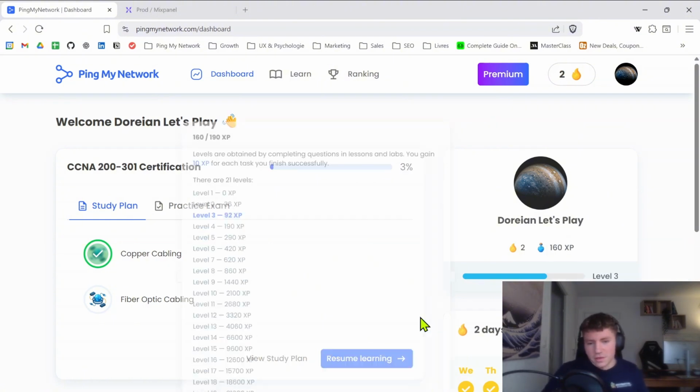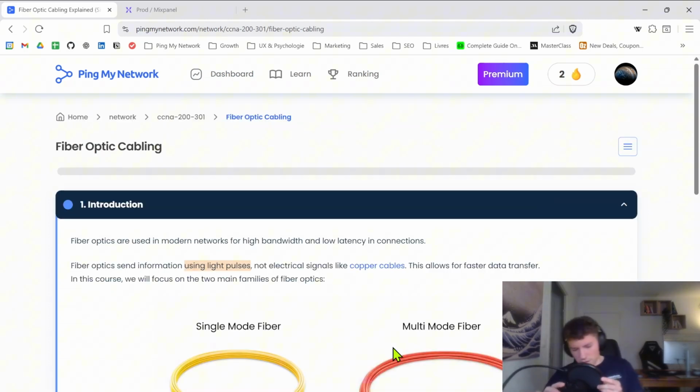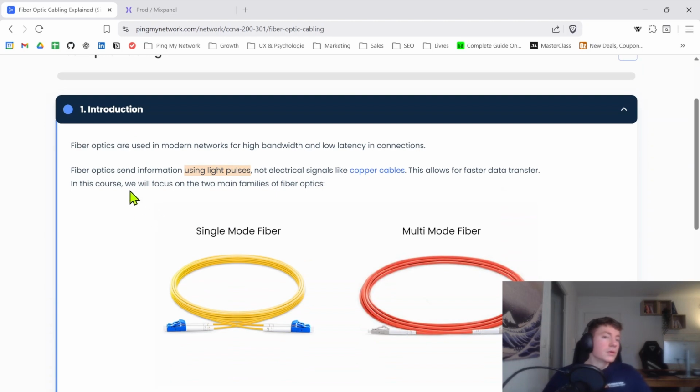So, fiber optic cabling. Resume learning. I mute my microphone. Fiber optic cabling. Introduction. Fiber optics are used in modern networks for high bandwidth and low latency connections. I don't have a fiber cable with me, but I think it's okay. Fiber optic sends information using light pulses, not electrical pulse signals like copper cabling.